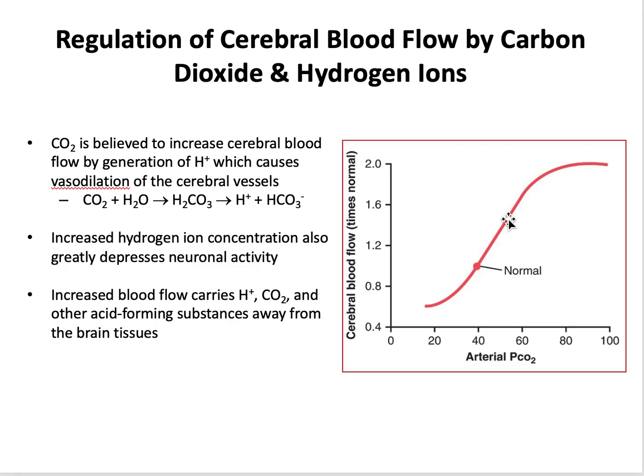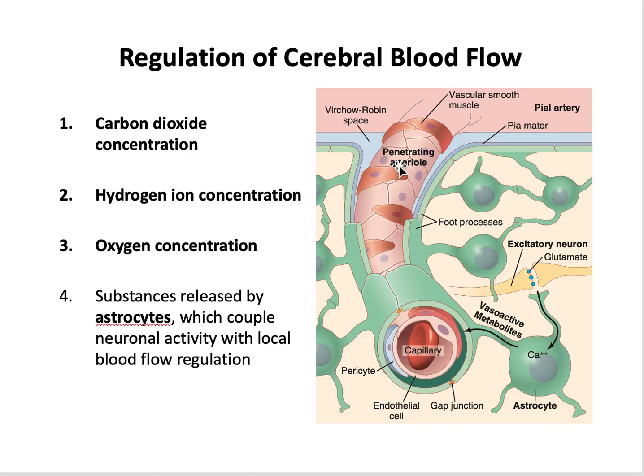If we're increasing CO2, that means we're increasing the amount of hydrogen ions present. We're making it a more acidic environment. We want to flush all of that out and bring more oxygen in. So we need to increase cerebral blood flow in that instance, right? Because any imbalances in the pH of the environment in the brain is going to throw off neuronal activity. So that's all that means. Be familiar with what factors would influence cerebral blood flow.